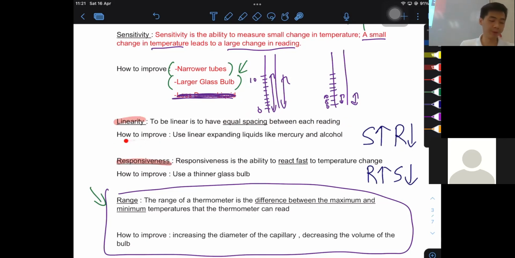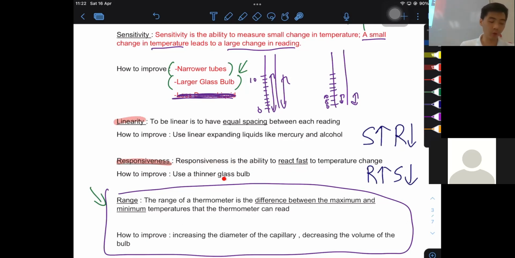And how do we improve the linearity of the thermometer? Is by using linear expanding liquids such as alcohol and mercury. I mean, mercury and alcohol, right? But these two are always used in the thermometer because they are assumed to be linearly expanding liquids. Okay, now responsiveness is the easiest one of them all. Responsiveness is the ability to react fast to temperature change.